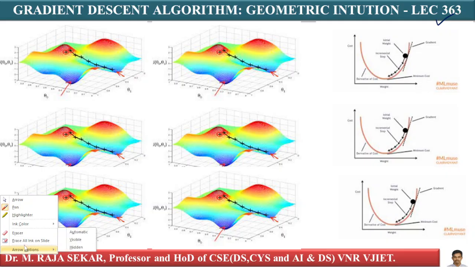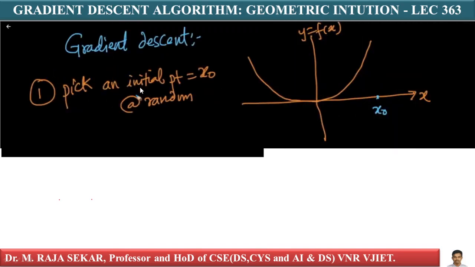In this lecture, I will continue my discussion on gradient descent algorithm and its geometric intuition. Let's consider this particular graph. This is y equal to f of x. What is my step number 1? Pick an initial point x0 at random. Pick any point. It could be any point on the x-axis. Let me choose this one as my initial point.